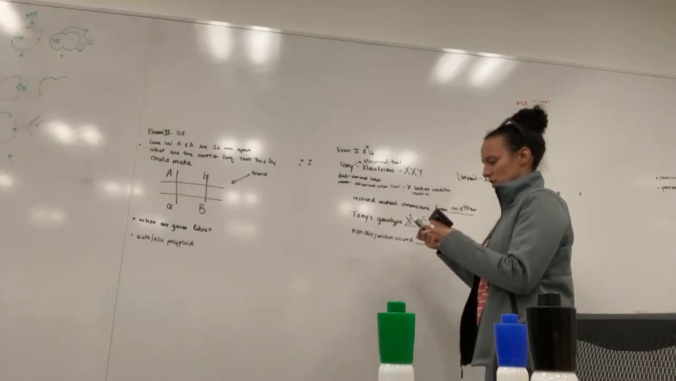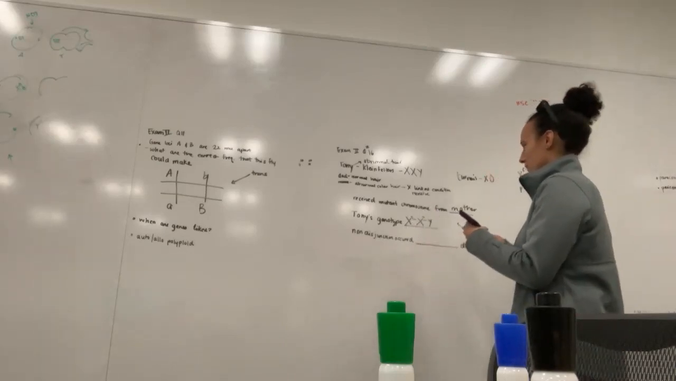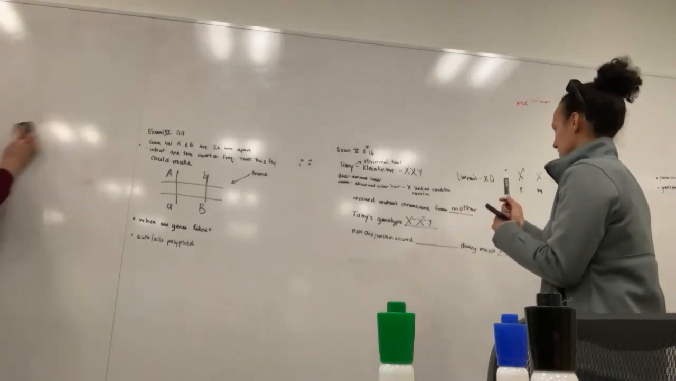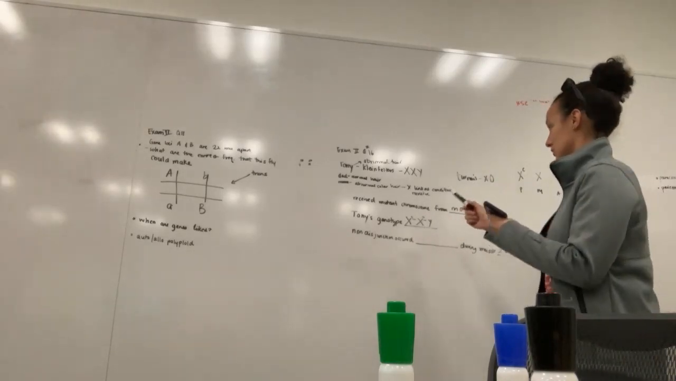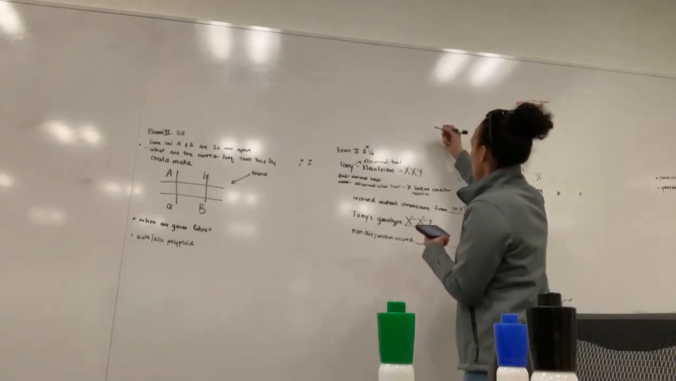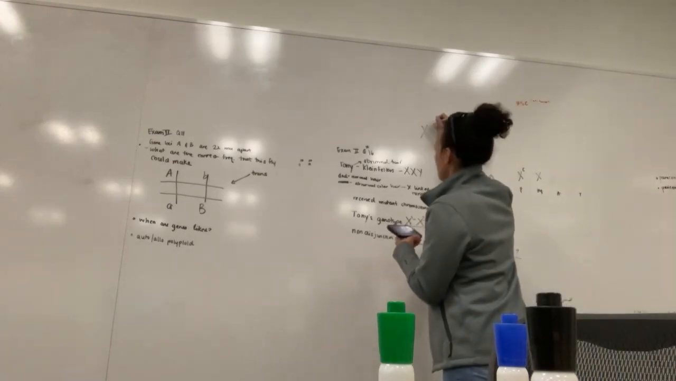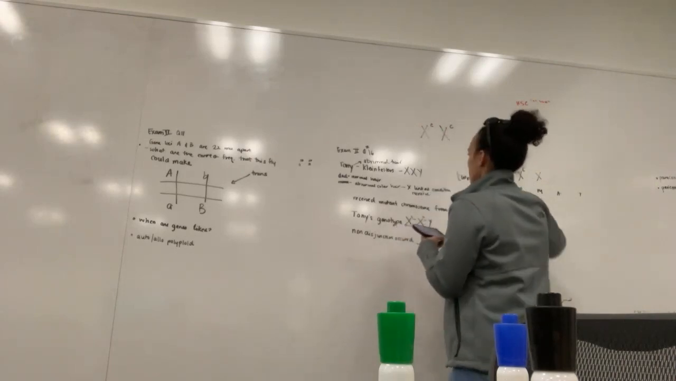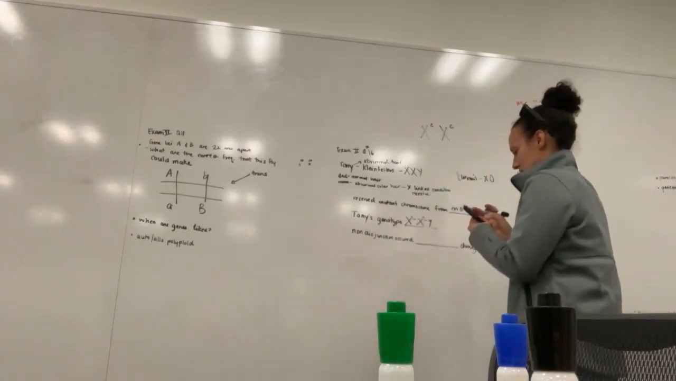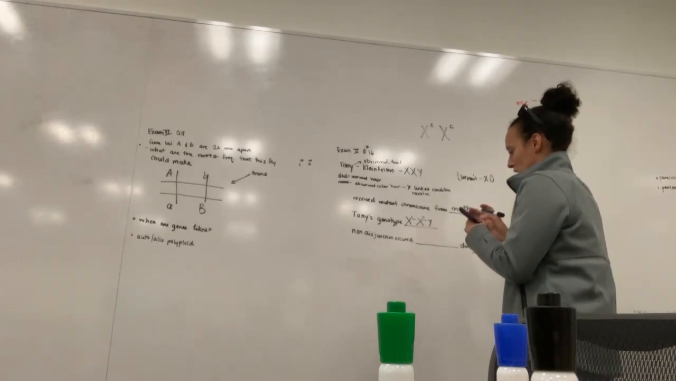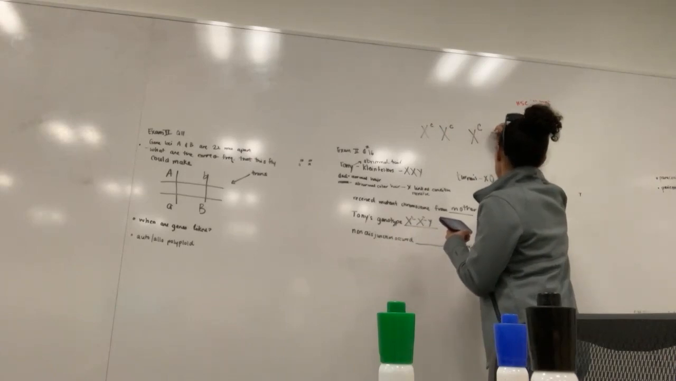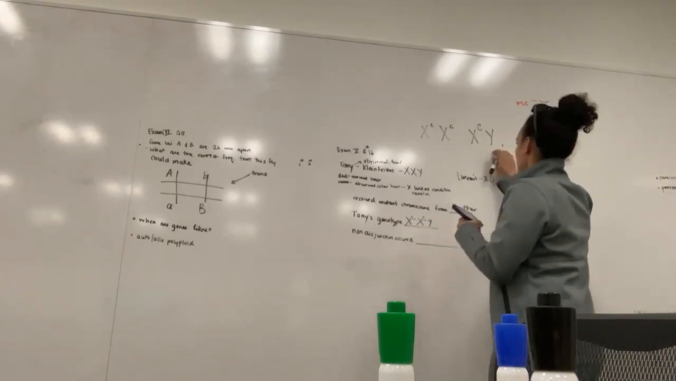So the first question is asking for Tony's genotype. We know that the mom has this X-linked recessive condition, so the mom is going to be X little c, X little c. And I think the father has normal colored hair, so we have X big C, Y.